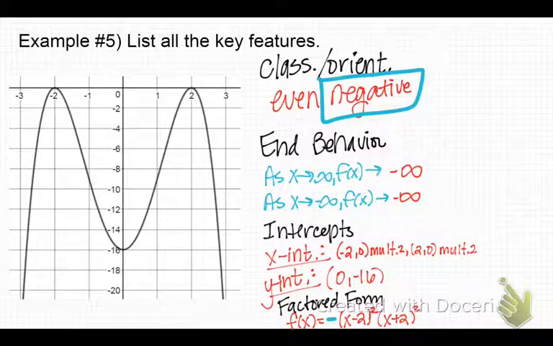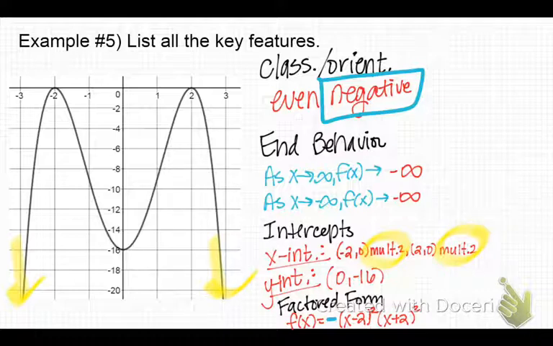Yes, question. Why is it even? Both of the ends are going in the same direction. And then when I count them up, so see how I have multiplicity 2 and multiplicity 2? How many intercepts total is that for x? That's why it's even. Only the x-intercepts, yeah, because you will always have one y-intercept. Okay? Good question. Any other questions?